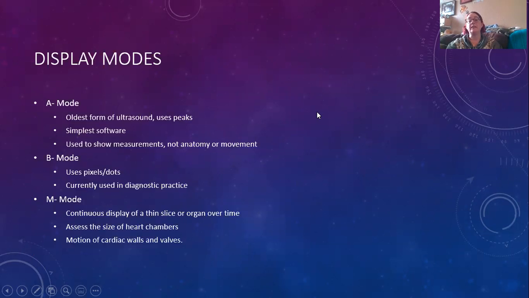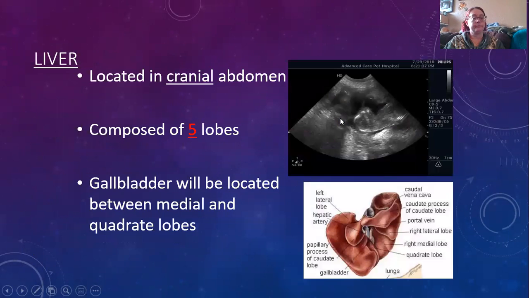This is a continuous display of thin slices of the organ over time. We use this for measuring the heart chambers, motion of the cardiac walls and the valves, to be able to see how things are moving along in there. So M is motion or movement. And so think about that as, say, if we're measuring the heart.